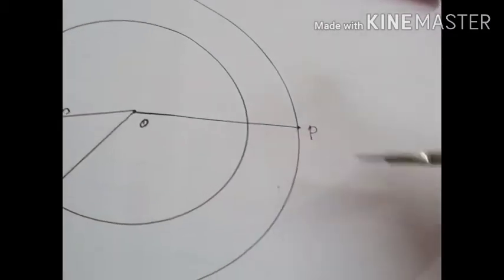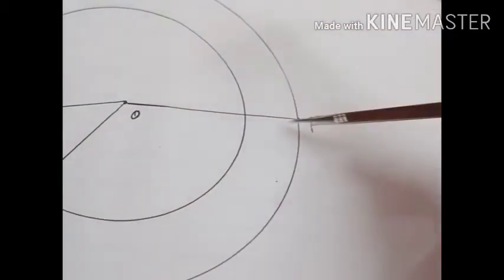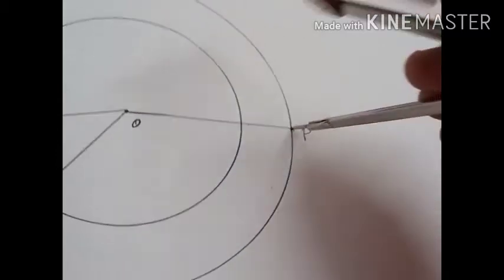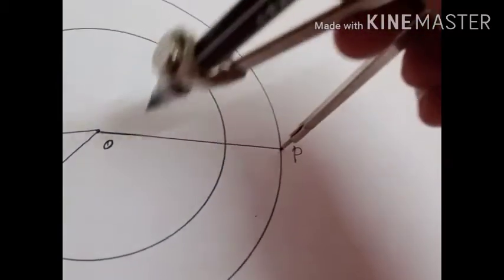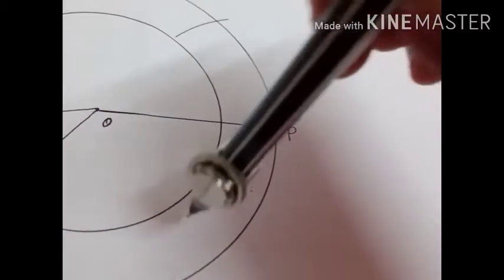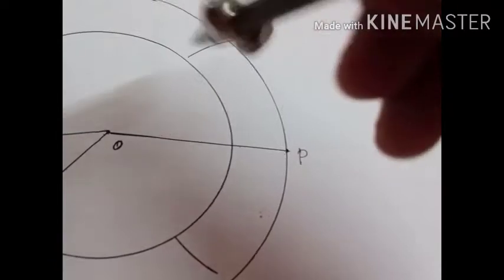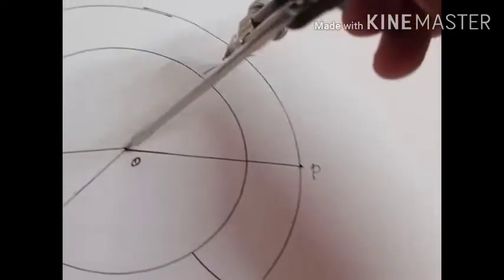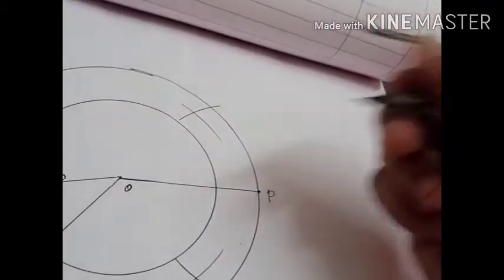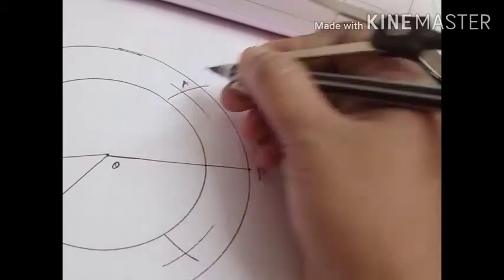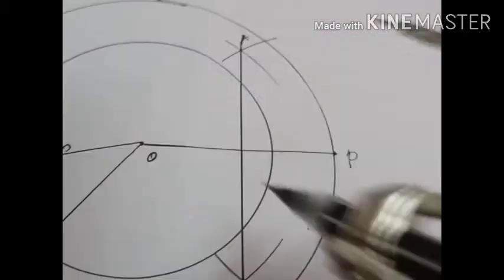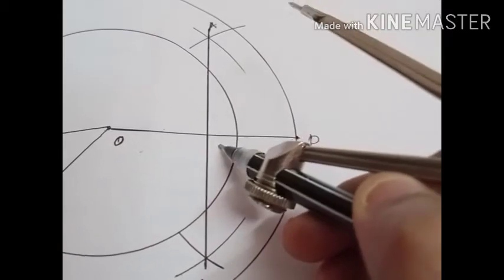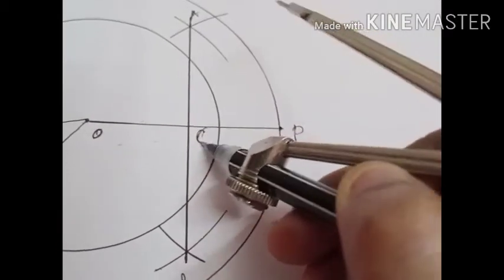Now, as in the previous question, we have to find the midpoint of this OP. For that we should take more than half of OP from P or from O and draw arcs up and down from P, and with the same measure from O also draw arcs up and down. Next, just join these intersecting points A and B using a ruler. Now we get the midpoint of OP. We can mark it as C.